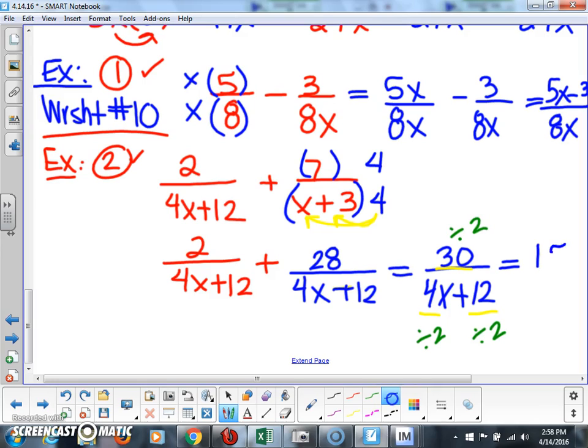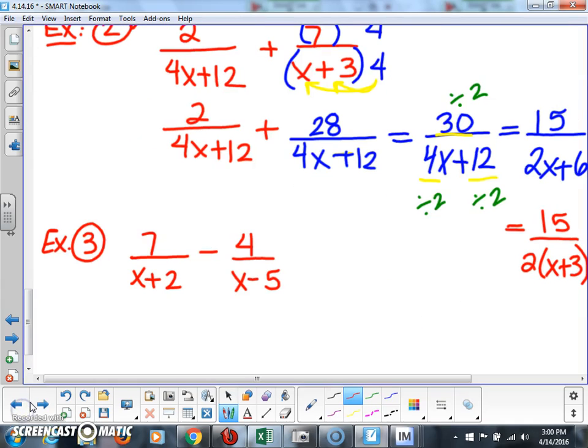15. Over 2. Good. 4x divided by 2 is? 2x. And then 12 divided by 2 is? Is that as far as we can go? Yes. We could still factor out a 2 from the 2 and the 6, but it's not really necessary, right? Because it doesn't help or make it any easier, okay? So we're done for that one. Let's go ahead and go to example 3. We're going to look at example number 3 from worksheet 10.